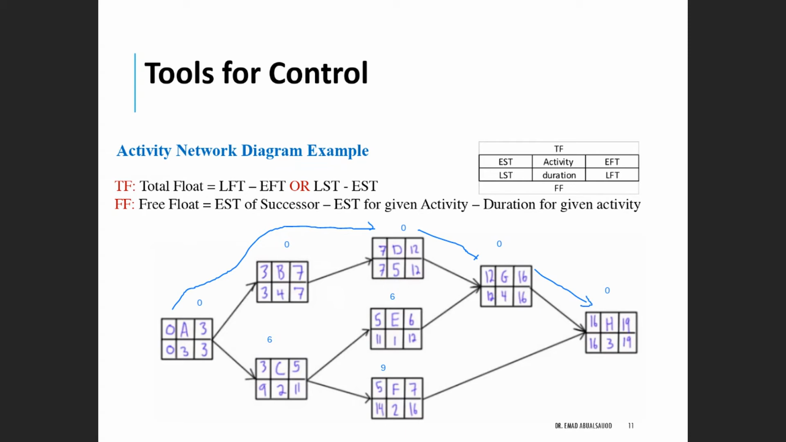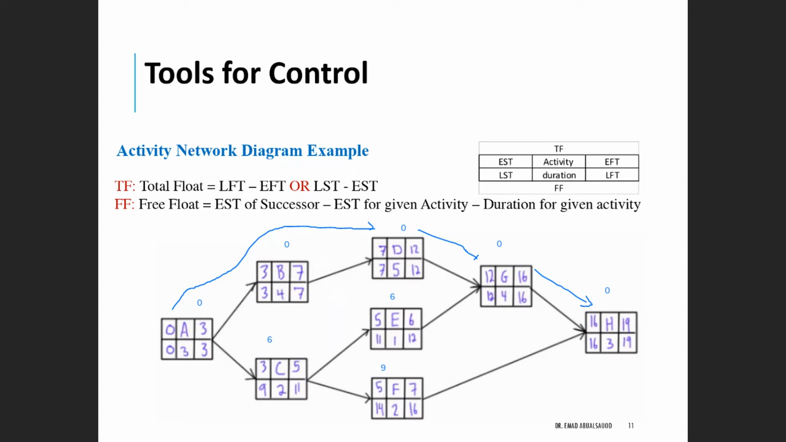And what does that mean? There is no room to be delayed at any of those tasks. Any delay on any one of those tasks from A to G will affect the end time of the project. So those tasks are very critical. This is your bottleneck. This is where you have to consider there is no room for delay in those activities.